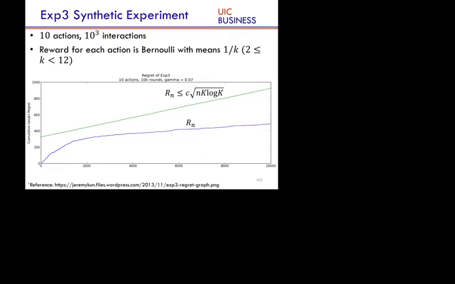If you look at a synthetic experiment, we have 10 actions and about 1000 interactions, 1000 rounds. In reality, I've chosen the rewards for each action to be Bernoulli with mean 1 by k, where k varies from 2 to 12. But we don't know that. Although the instance is stochastic, I'm assuming that I don't know anything about stochasticity. I'm running the EXP3 algorithm, not assuming anything about the environment, and I can still try to minimize cumulative regret.